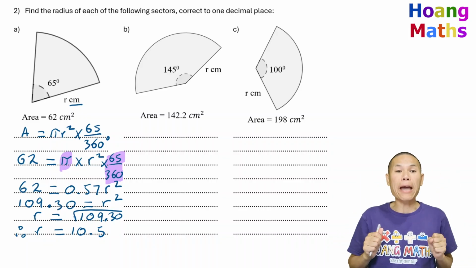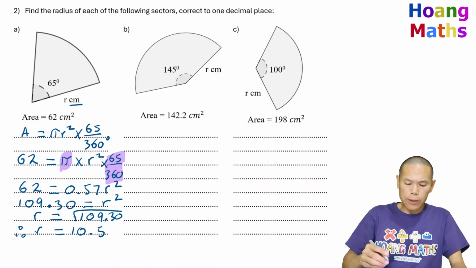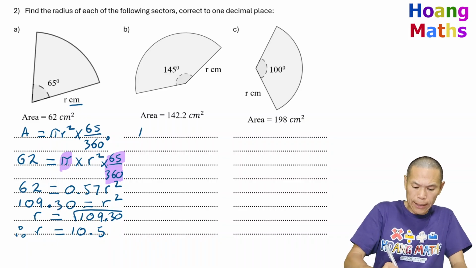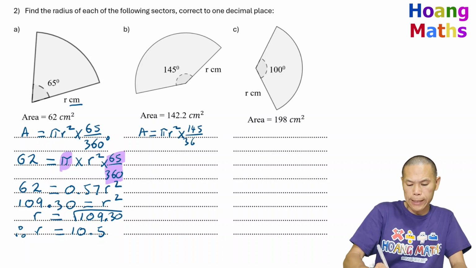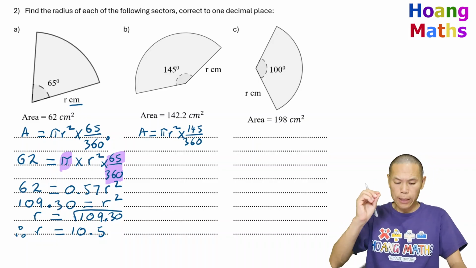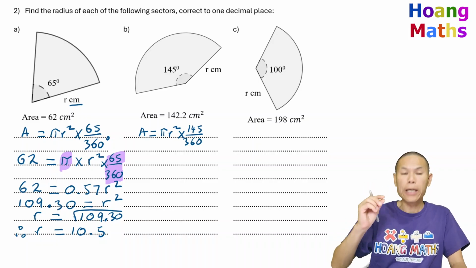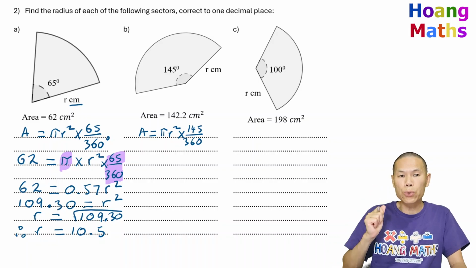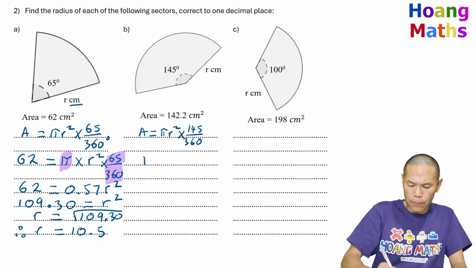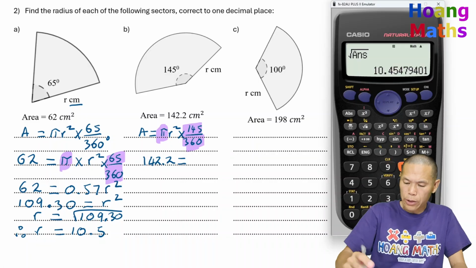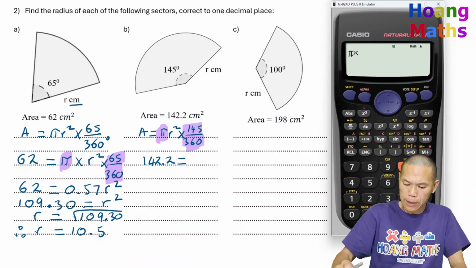Hi there, I'm back. Let me go through them with you. So first of all, I know that area of a sector is pi r squared, and we times 145 out of 360 degrees. And we know that the radius we need to work out, and the area is 142.2. So A is 142.2 equal. So what I do, I can just use the calculator, work this out first. So I just go shift pi times 145 over 360.